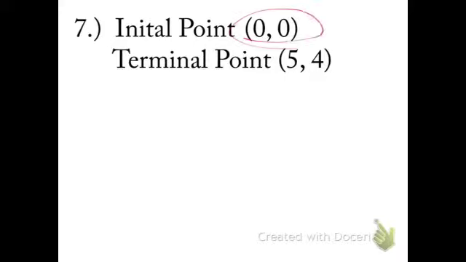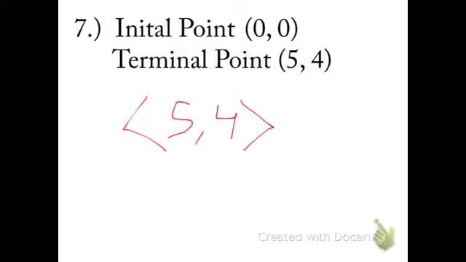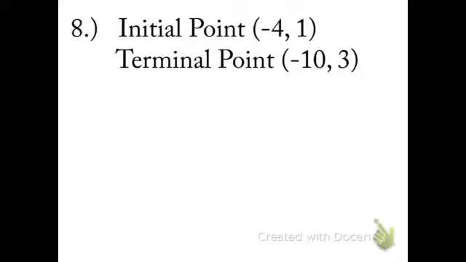On these ones, once again, you can do your y2 minus y1 stuff here. If you start at 0, 0, whatever your terminal point is, that is your vector coordinates, the components for your vector. Because if you do 5 minus 0, well, that's just 5, and 4 minus 0 is just 4, and so we got 5, 4.